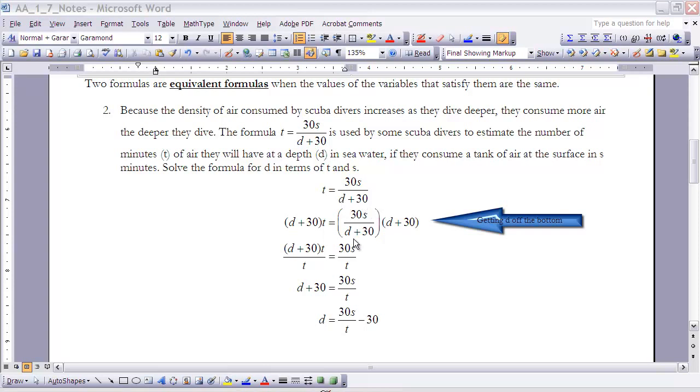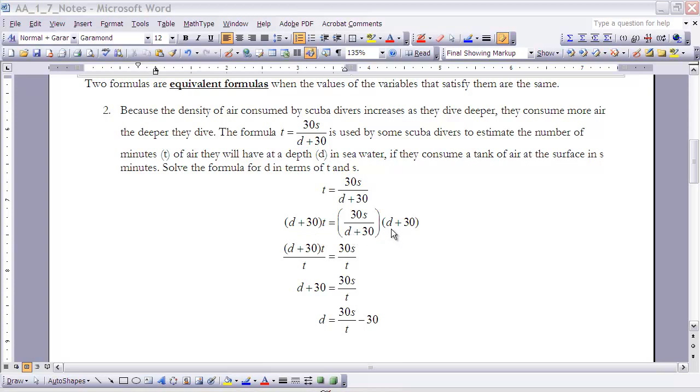If I multiply both sides of this equation by D plus 30, what happens is on the right-hand side, my D plus 30s cancel out. So I'm left with just 30s. And over here on the left-hand side, I have D plus 30 times T is equal to 30s. So this is what we get right here after we've multiplied both sides by D plus 30.